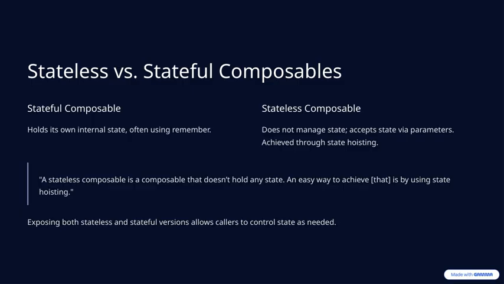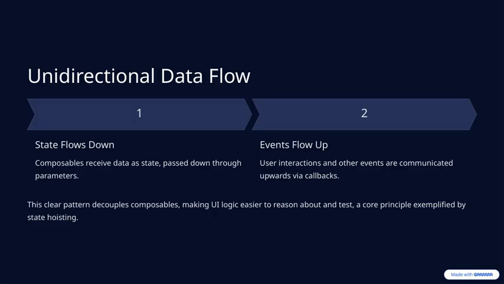Connecting this to the overall theme, understanding when and how to use each type helps you create more predictable and robust interfaces. Let's talk about unidirectional data flow, which is a key pattern in modern UI development.